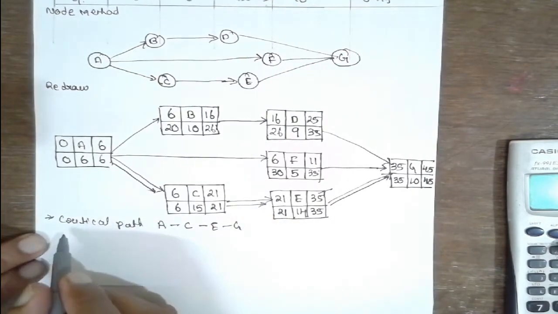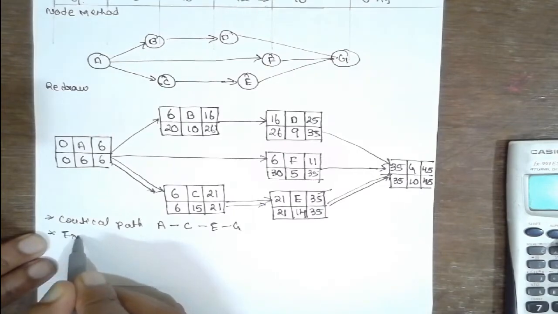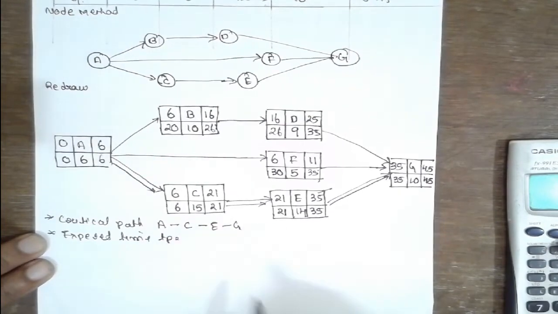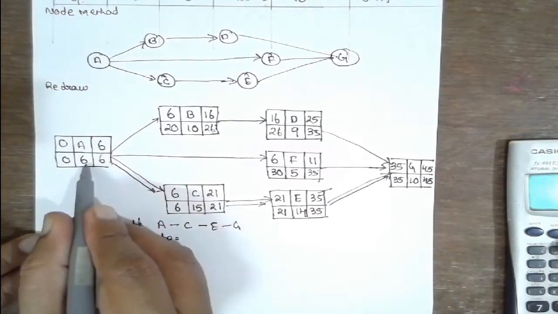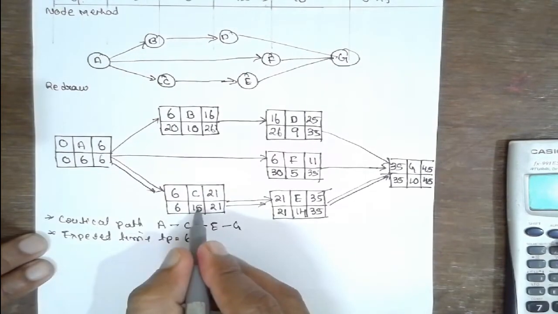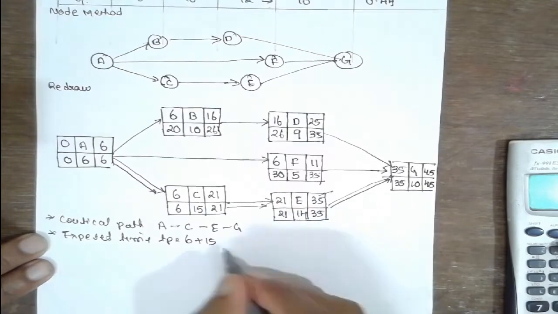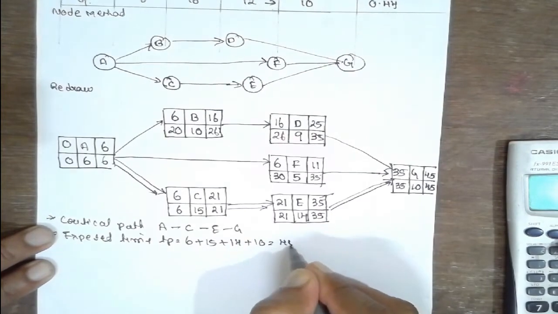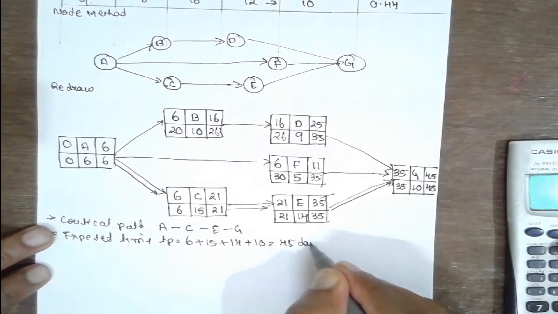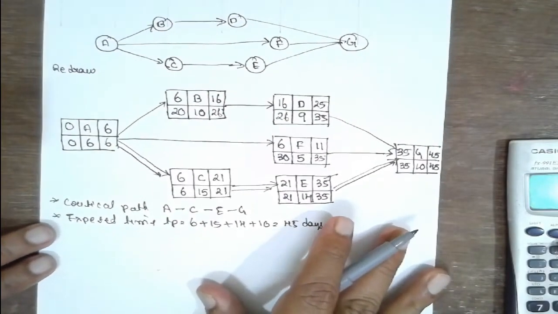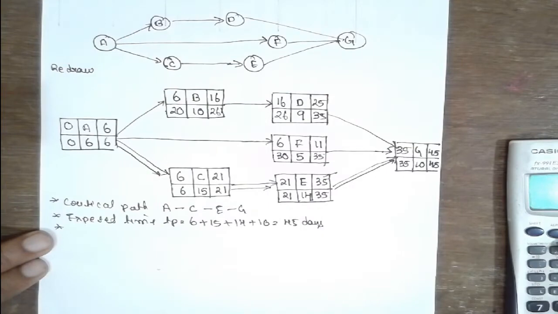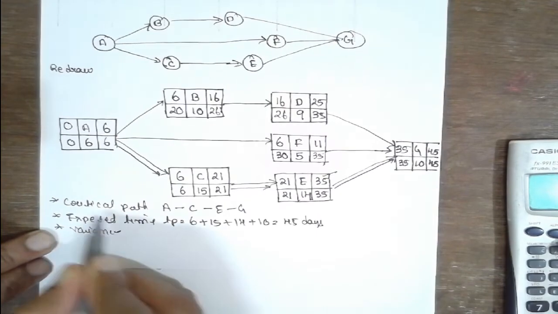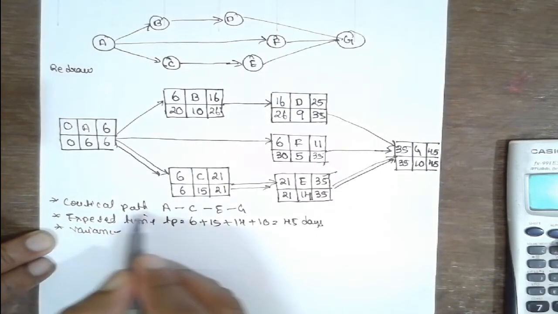Now we are finding the expected time. Expected time is nothing but TE based on the critical value. Now TE, what is A value? A is 6. What is C? C is 15. What is E? 14. What is G? 10. If you add it, it will be 45 days. Now further, you have to find out variance. Variance also depends upon the critical path.